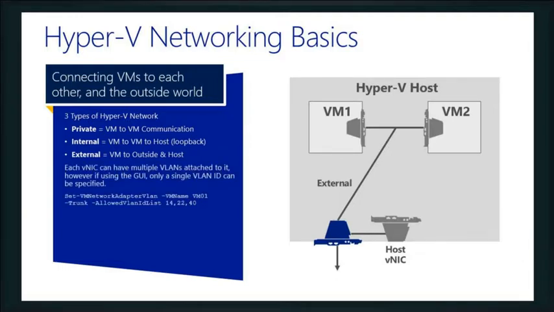You can even assign them VLANs, although in the GUI you can only assign it to a single VLAN ID. Using PowerShell, and you see an example of a PowerShell script on the slide right now, you can actually assign them multiple VLANs for those VNICs. So we do support it. It's just a matter of how you might provision it.